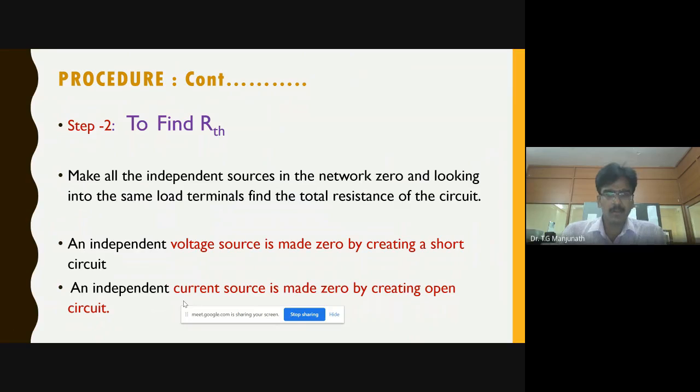Then once you make the voltage sources zero and current sources zero, there will not be any sources in the given circuit. It may consist of either resistance, inductance, or capacitance, so that you can find the impedance if it is an AC network, or you can find just the resistance for a DC network, looking into the same load terminals.